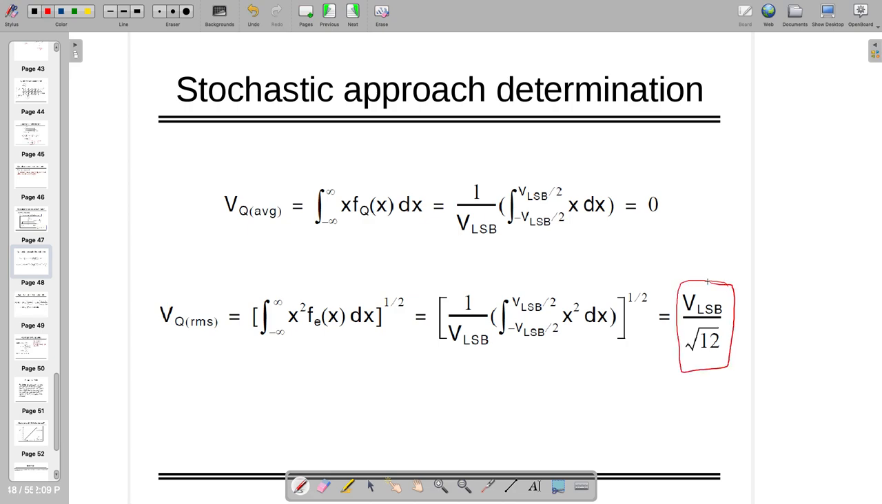I'm not going into the derivation, but you can go through it when you are reading the book. This is from John Martin. So this is the second approach. This is also giving the same answer: VLSB by square root of 12.